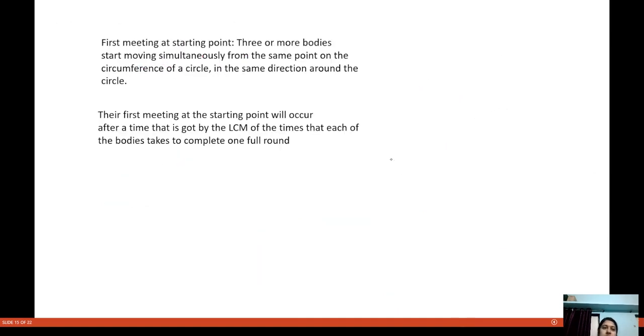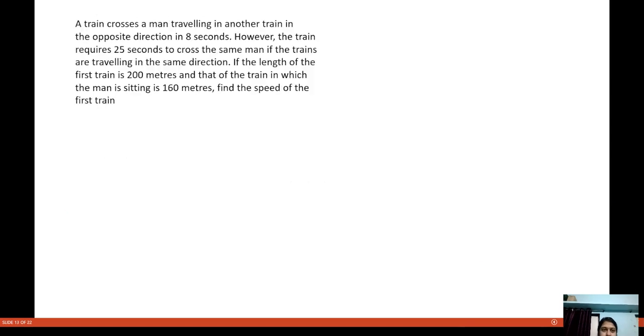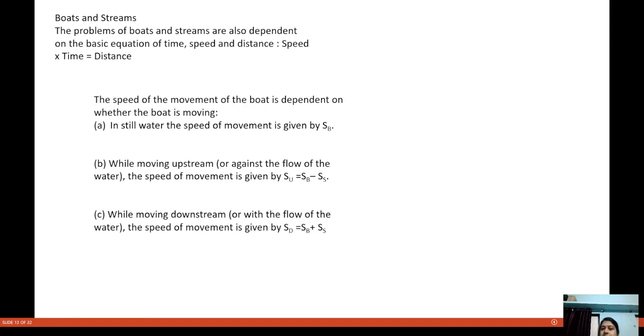Okay, so now let us move on to our next question. We have already seen that. Now let us see about boats and streams problems. Boat and stream problems are also very similar to relative speed.